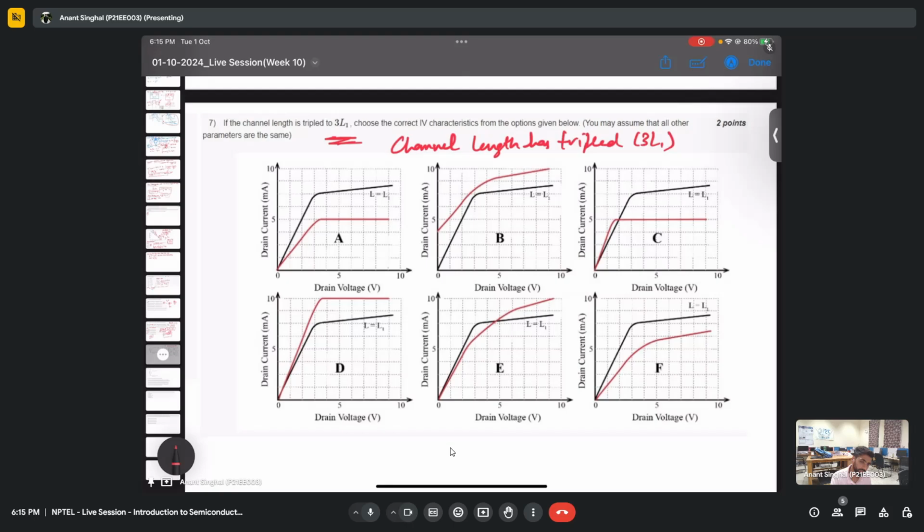So the channel length is tripled, the VT will increase, right? And what do we have? We have this VD set, which is VGS minus VT. So if VT will increase, this VD set will decrease. So what do you think the answer will be? Is it still F? C should be the answer. Okay, so you're saying C. So F should not be there because you can clearly see it is having some higher VD set. So now let's come to A or C.